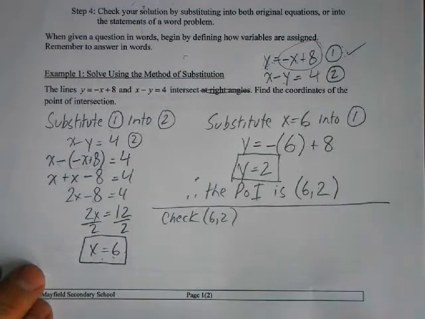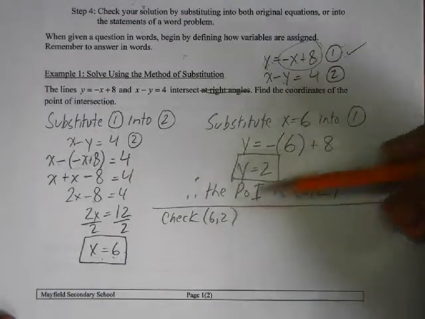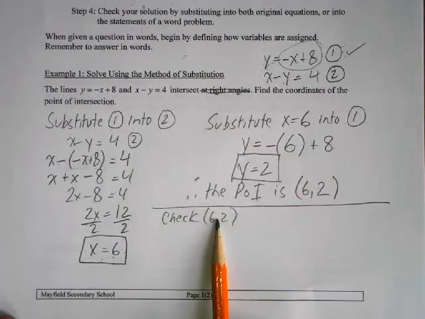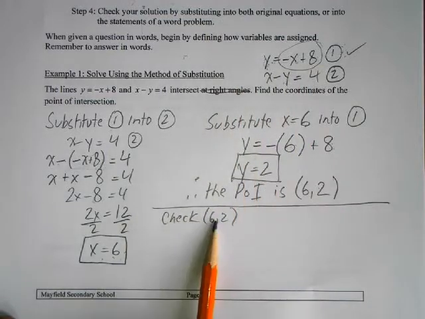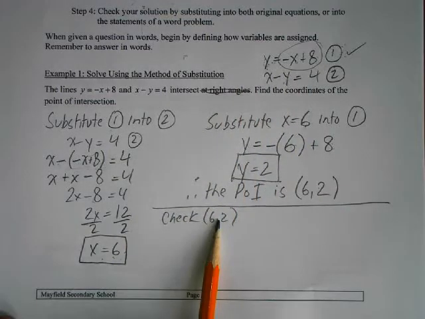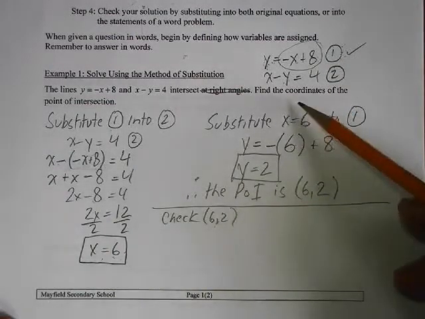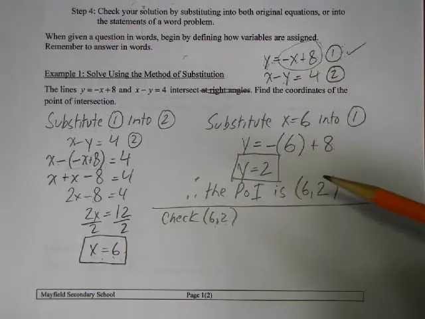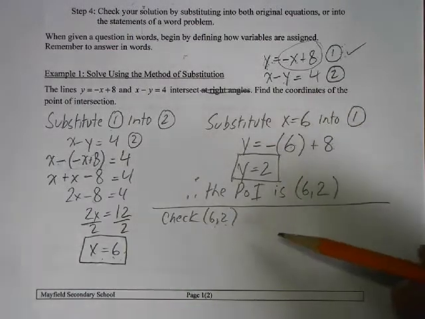Now the way we're checking it, and this is important, we are going to plug this point back into each of these two equations separately and see if it works. And if I plug x equals 6 and y equals 2 into this equation and the left side equals the right side, that means that point is on that line. And if I do it for both lines and it works, that means this point is on both lines, which has to mean that's the point of intersection, because the only way this point could be on both lines is if it's where they meet, obviously.